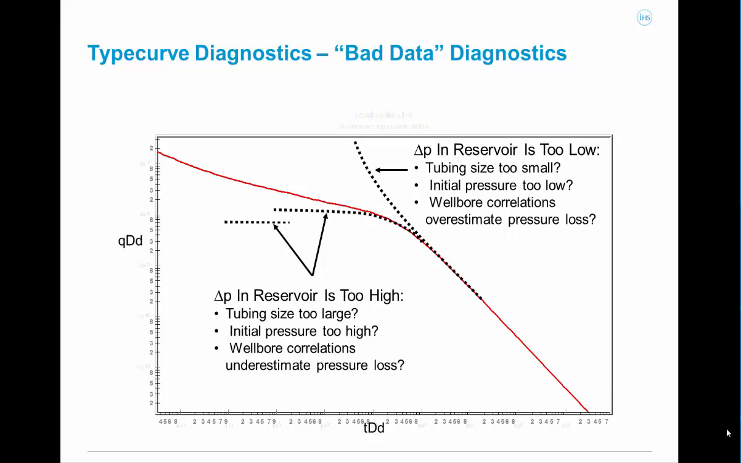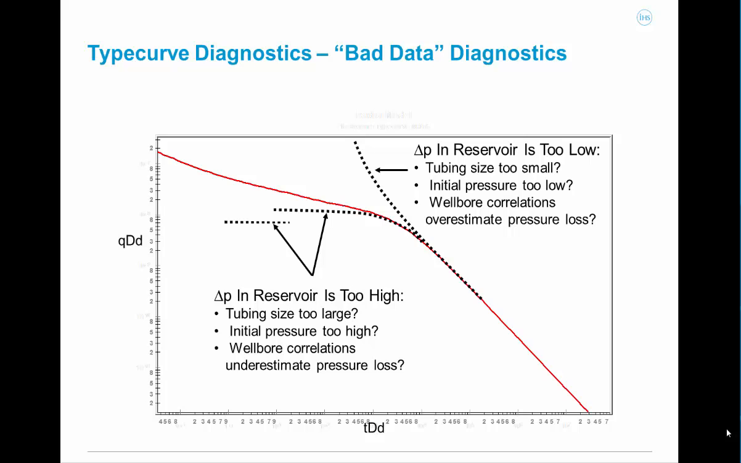The final diagnostic I want to discuss is the bad data diagnostic. As the data used for these type curves is initial pressure, flowing pressures, and rates. Normally rates are okay because we're measuring the gas or the oil, so you have a good idea how much there is, and we generally have a good idea how much pressure you have. We might run into difficulties in the calculation of bottom hole flowing pressure if they're under or overestimated, or the initial pressure is not correctly known.